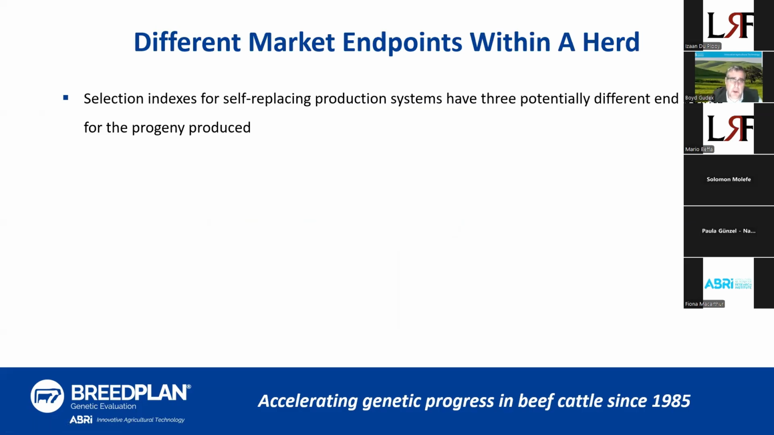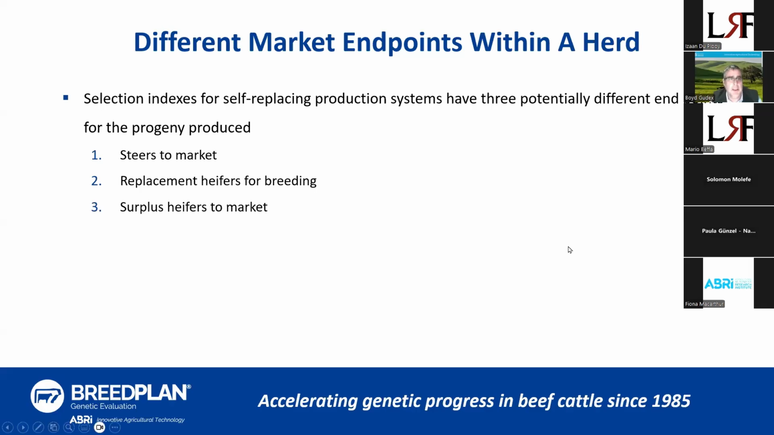And I mentioned different market endpoints. It's important to realize that in a self-replacing production system, there are potentially 3 different market endpoints for the progeny that are produced. So we have the steers that end up going to market. Then we also have the heifers that we intend to retain for breeding. So for them, maternal traits are important. But then there's also going to be the surplus heifers that are also going to go to market as well, because in most situations, you're not going to need to retain all of your heifers for breeding. So there'll always be some going off to market.